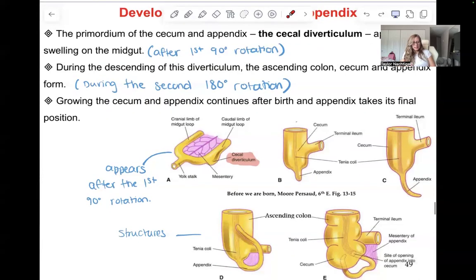And then as the diverticulum descends and the ascending colon, cecum, and appendix form, as the second 180-degree rotation occurs, the diverticulum is going to descend lower as everything is moving its way back into the abdomen. At the same time, the ascending colon, the cecum, and the appendix are forming. Remember, we saw that in that rotation. As things start rotating, things elongate and they end up getting anchored in their final position in the abdomen.